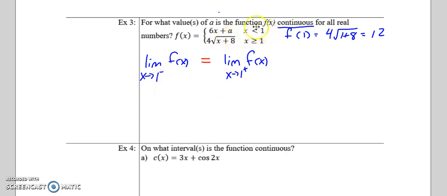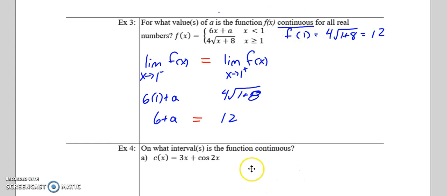So plug in, so for the left, that would be our first piece up here. We're less than 1, so plug in 1. And so we get 6 plus a is that limit, if we only knew what a was. Well, plug in 1 for x approaches 1 from the right, or when x is greater than 1. Direct substitution still. So we get 12. And again, we are forcing them to be equal because we want this function to be continuous. So a is 6. That's it.